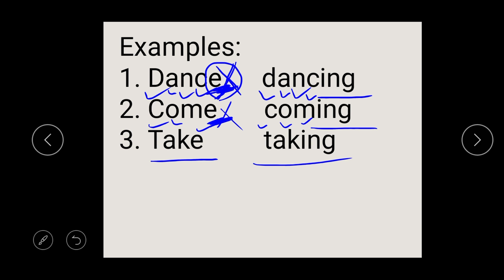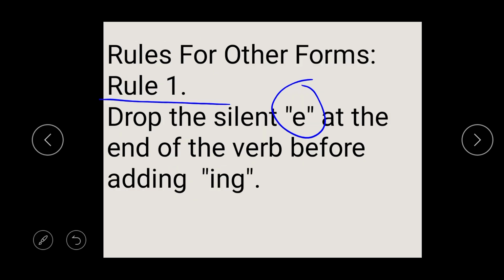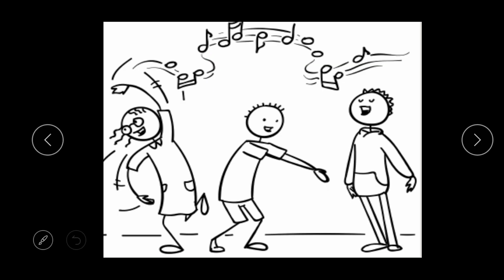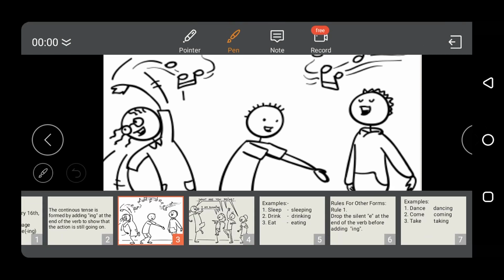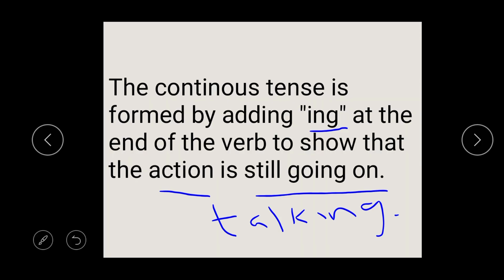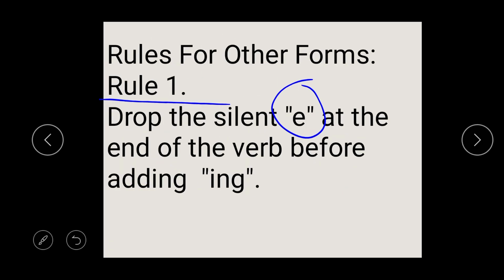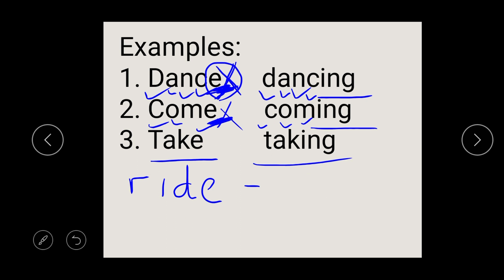Another example, you can have ride. There is a silent E. So if you want to change the ride to continuous tense, let's see how we are going to do it. Remember the ride, remember it has what's it called? The silent E.